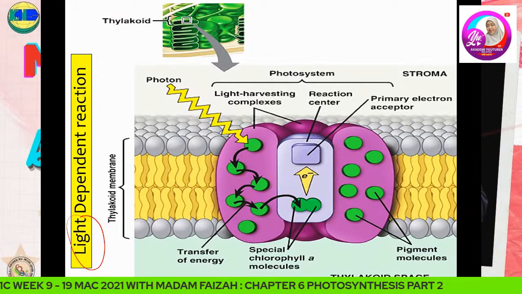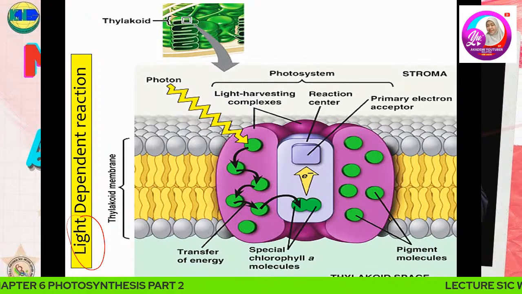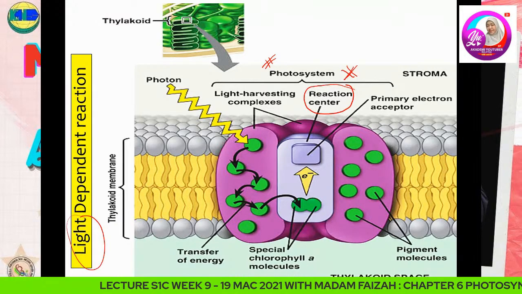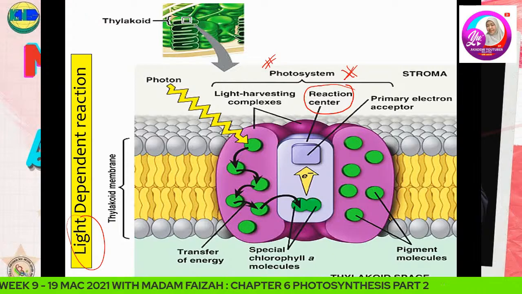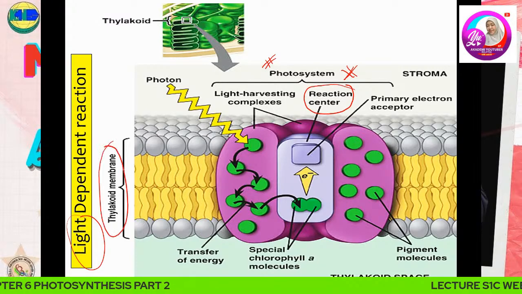As you can see here, class, the one in the middle is the reaction center. This is the main one. So this is the photosystem, class. What is a photosystem? A light harvesting cluster of photosynthetic pigment. All these that you can see are organized with protein and other molecules. Where can you find this? You can find this in the thylakoid membrane of the chloroplast.